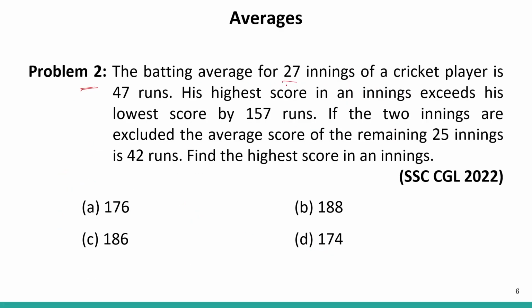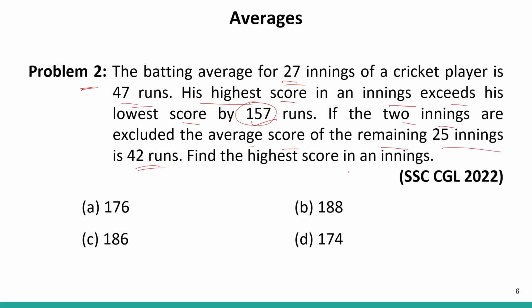So let's go forward with problem number 2. The batting average of 27 innings of a cricket player is 47 runs. Then his highest score in an innings exceeds his lowest score by 157 runs. If the 2 innings are excluded, the average score of the remaining 25 innings is 42 runs.